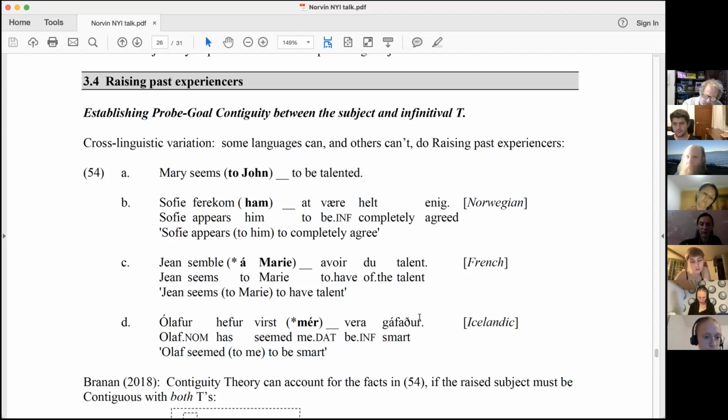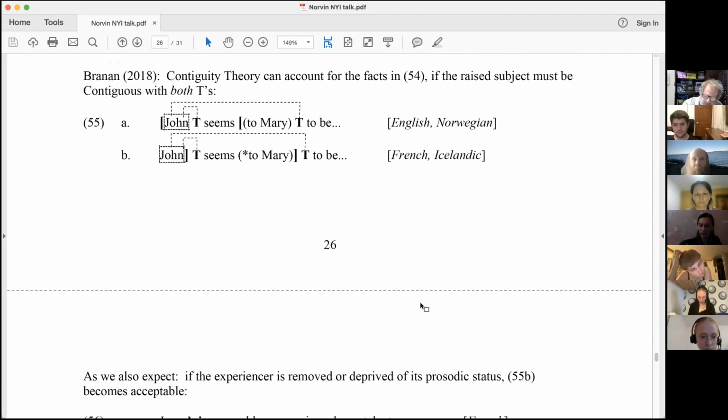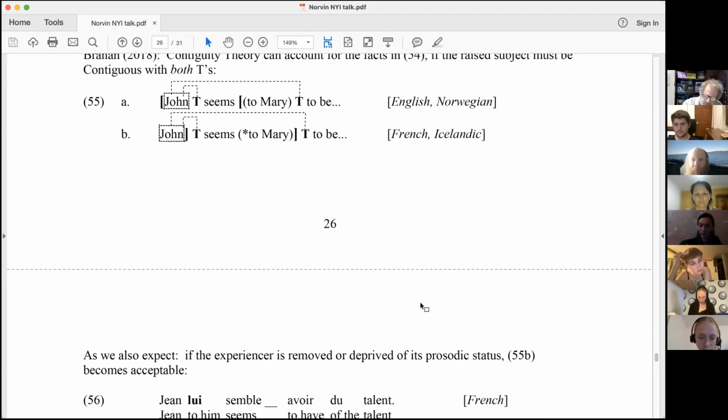across anything, because English is a left prominent language. Doesn't matter how many phrases there are between Mary and that embedded T. But French and Icelandic are right prominent languages. So the fact that 54c and 54d are bad with the intervening experiencer is the same fact as the fact that you can't have an adverb between the subject and the T in those languages. So we can account for all of these facts as long as we're requiring the raised subject to be contiguous with both instances of T.